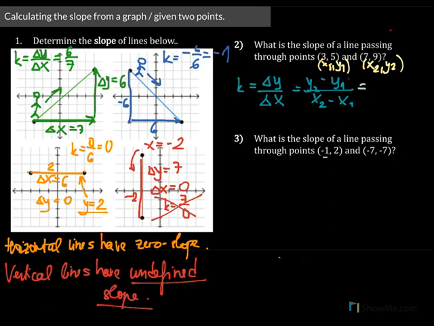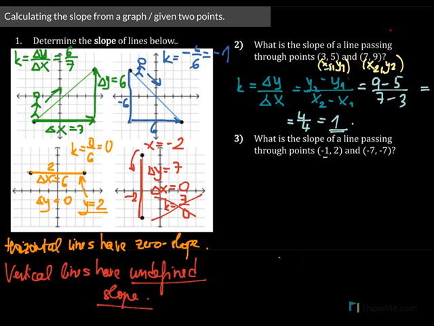So now y2 minus y1, 9 minus 5, over x2 minus x1, 7 minus 3. That's equal to 4 over 4, and that's equal to 1. Same procedure in the third question.